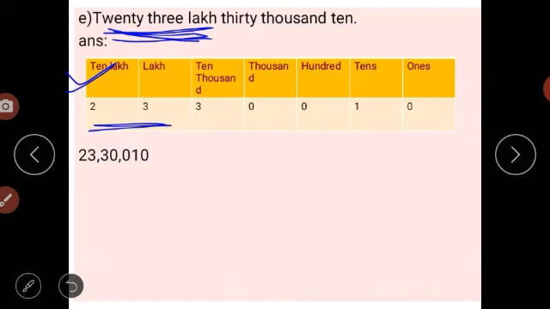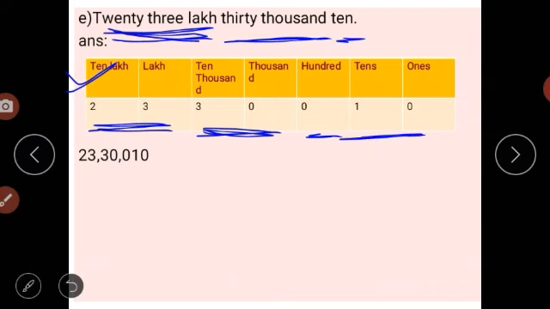So in the place of lakhs, what will we write? 23. And after that, how many thousands do we have? 30,000. So in the place of thousands, what will we write? 30. There is no value for hundreds. That's why what are we writing here? 0. Next we have 10. So lastly, what are we writing here? 10.